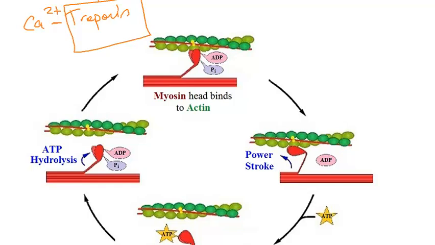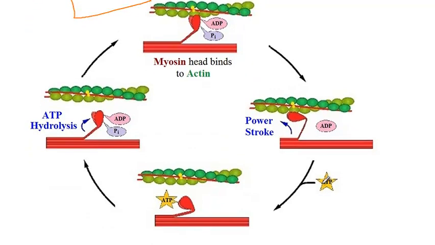Next, in order to release myosin from actin, an ATP molecule has to bind to myosin, and then the energy from the ATP molecule is used to charge or energize the myosin head for the next upcoming contraction again.